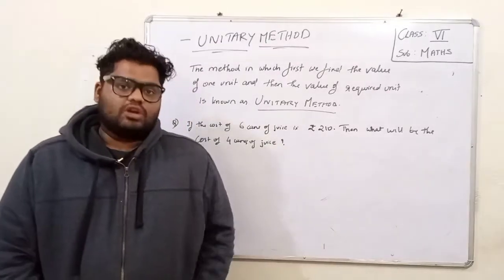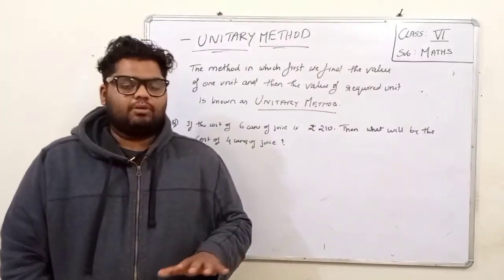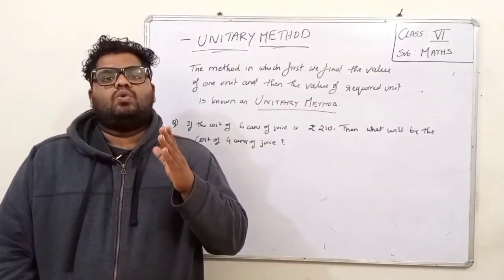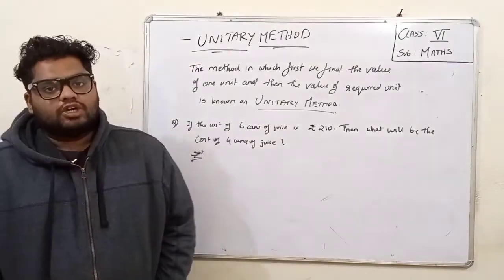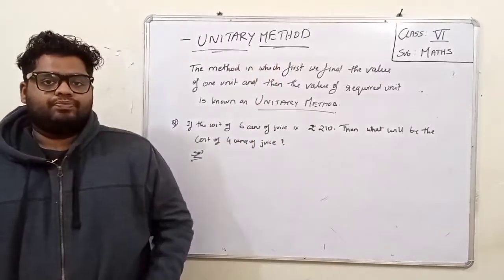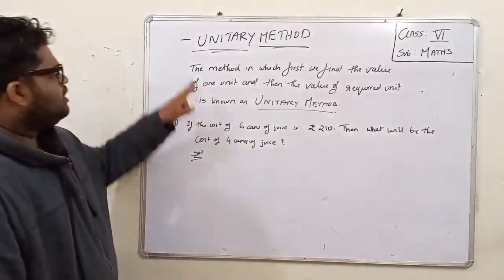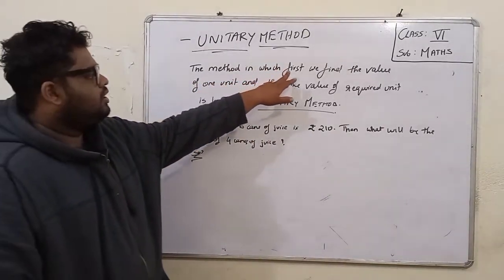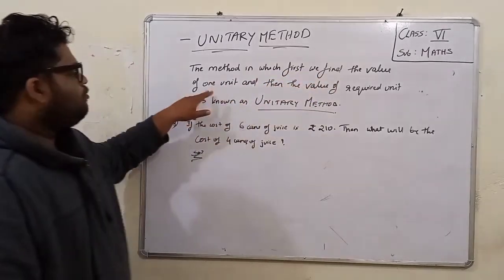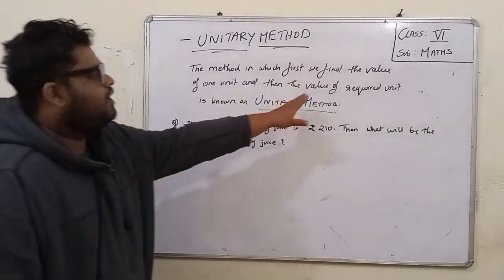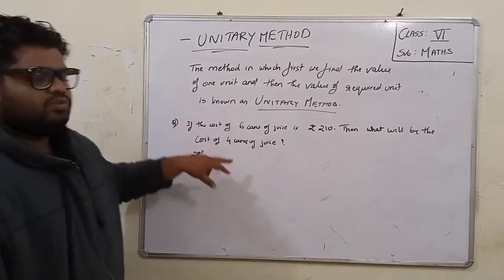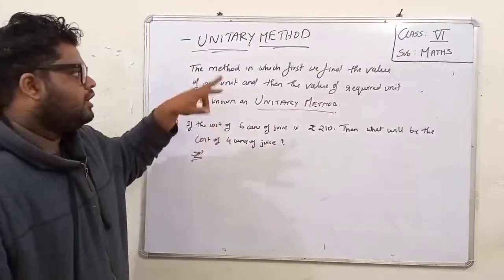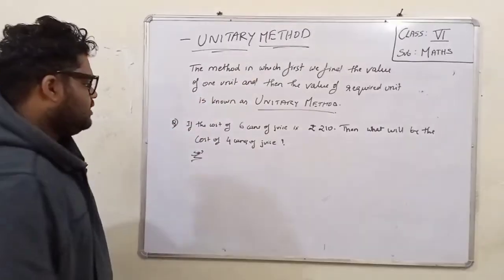Students, we know what is ratio. We have solved many problems on the topic of ratio. Now, we know proportion and we have solved many problems on proportion. Now, the third topic is the unitary method. So, what is the unitary method? The method in which first we find the value of one unit and then the value of the required unit is known as the unitary method. So, first we solve this question, then I will repeat this so that you can understand it.